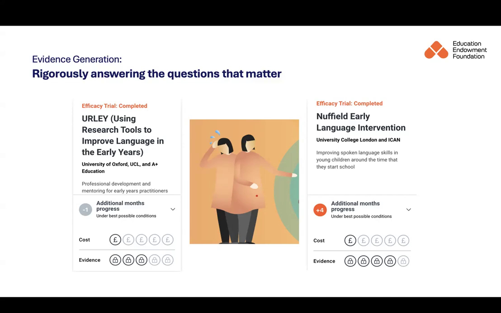Whereas the intervention on the right, Nuffield Early Language Intervention, the pupils made 4 months additional progress versus business as usual. And that really exemplifies how providing information can leverage a large amount of funding and mean that it's used more effectively. So without actually increasing the budget spent on early language, a school moving from early to Nuffield Early Language Intervention could give their pupils 5 additional months progress for the same cost versus the 4 months versus the -1 month.